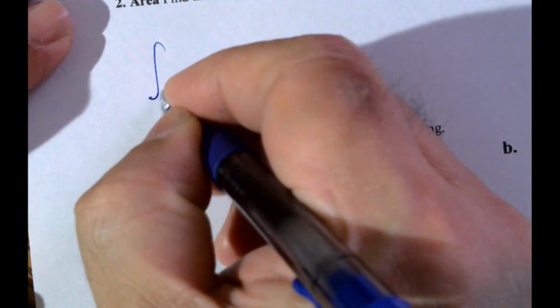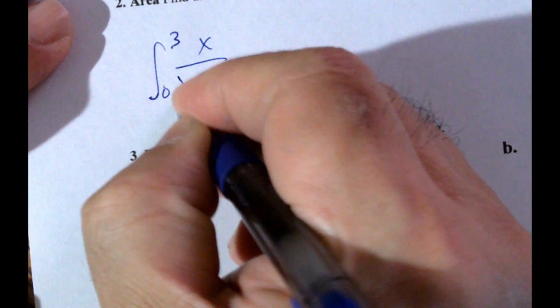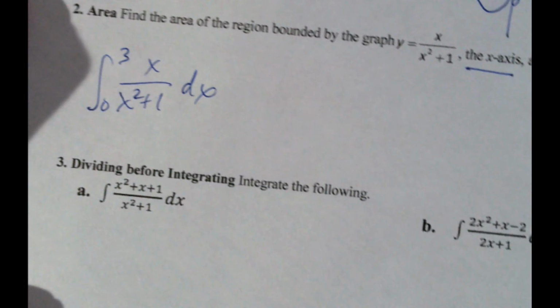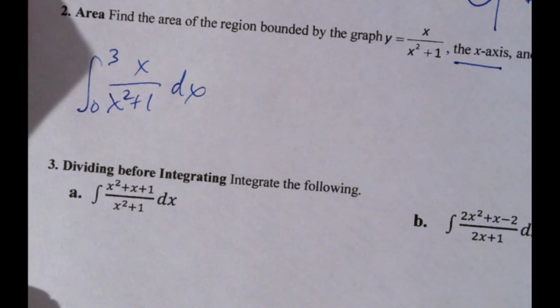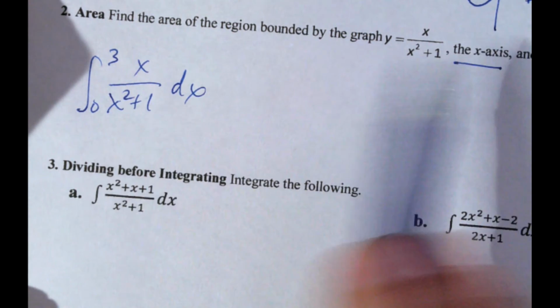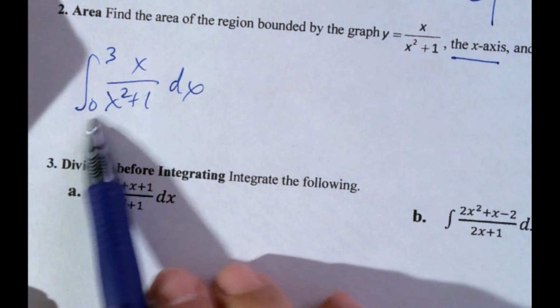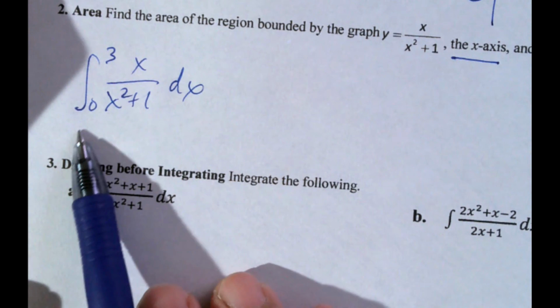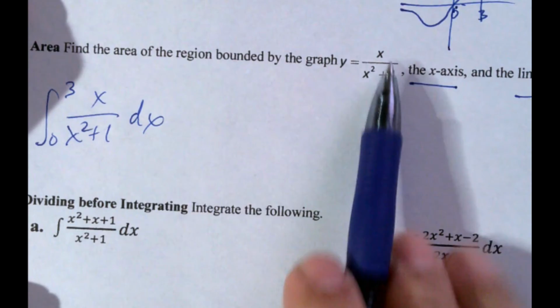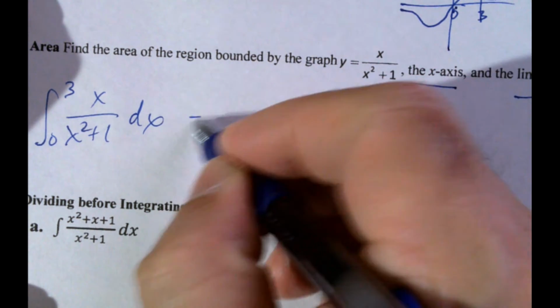Integral from 0 to 3 of x over x squared plus 1 dx. That's when it says find the area of the region bounded by the graph and the x-axis. Remember, that's just an integral. The only thing missing was I didn't know what the lower limit was. Best thing to do is just check when this is equal to 0. x over x squared plus 1 equals 0 when x equals 0. All right, and then I integrate this.